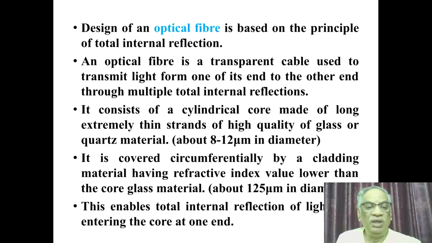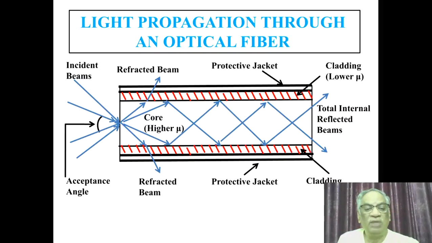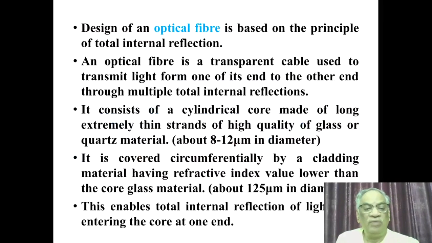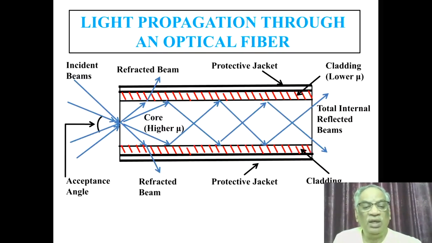It consists of a cylindrical core made of long, extremely thin strands of high quality glass or quartz material. Approximately, its diameter is about 8 to 12 microns, that is 10 to the power minus 6 meters. It is covered circumferentially by a cladding of different glass material having refractive index value lower than the refractive index value for the glass core material. Approximate dimension of the cladding is about 125 micrometers in diameter.